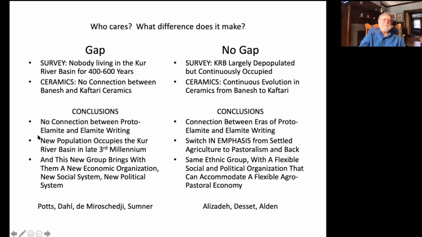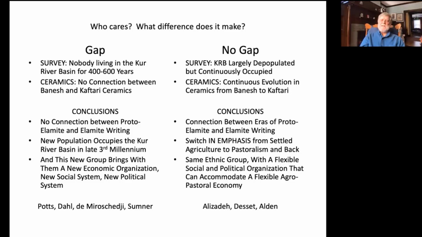I don't think anybody says there is a complete absence of population in the Kura River Basin during that gap. I don't think anybody says that there's a large settled population in the Kura River Basin during that period. But the focus of it, the words that we use and the ideas that we come up with as a result of those words, do make a difference in how it's interpreted. There are good reasons for believing each thing.